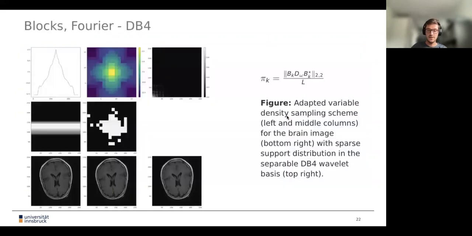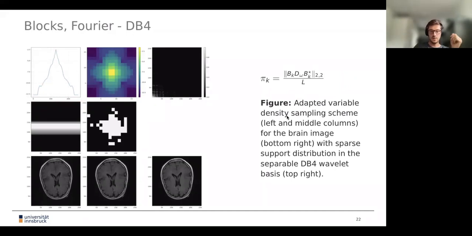If we look at applications, right here we see two kinds of blocks. As I already said, one very popular kind of block is to take vertical lines or horizontal lines in the 2D K-space. If we again use our adapted subsampling strategy, we get a very nice distribution on the lines. We should pick the lines in the middle with a much higher probability than lines that lie further away from the center in the 2D Fourier case.